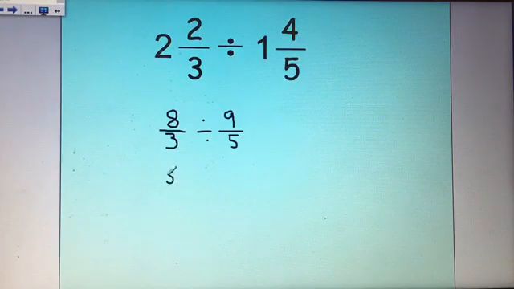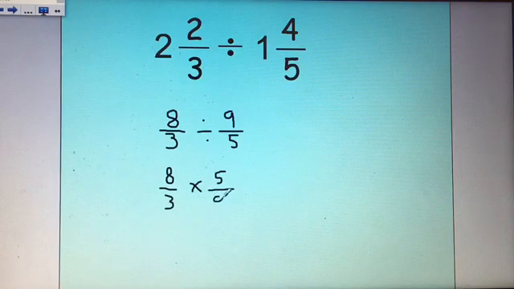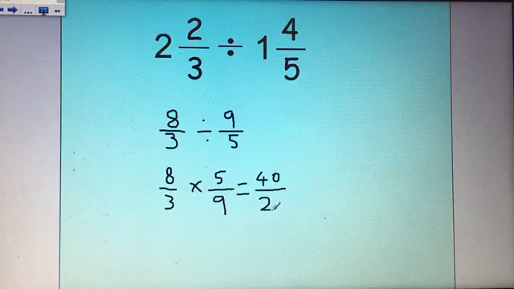So 8/3 stays the same. Change the divide to a multiply and flip the 9/5. Make 5/9. Just going to join that up there. 8 times 5 makes 40. And 3 times 9 makes 27.